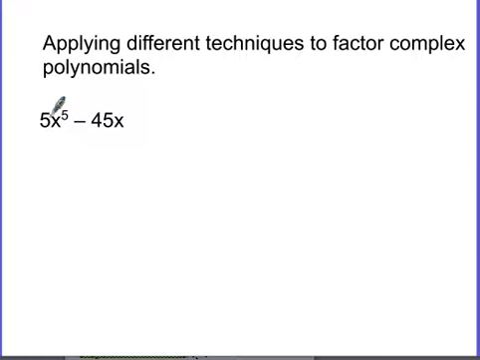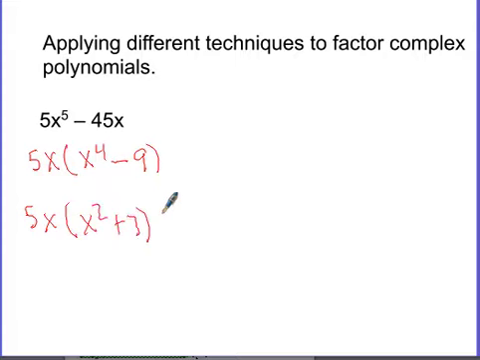Okay, I want to factor. What number will go into both of these? 5x. So 5x, which would make that x to the 4th minus 9, right? Okay, so now I can factor this as a difference of squares, so it would be 5x times x squared plus 3 times x squared minus 3.